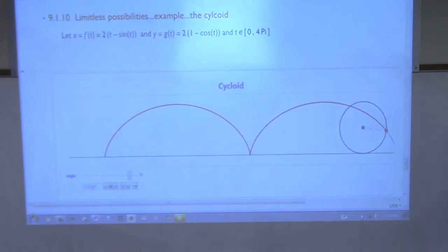Now, how do we draw that cycloid? This particular one is x equals 2 times the quantity t minus sine t, and then the y-coordinate is 2 times the quantity 1 minus cosine t. These are the parametric equations that you would need. There's 2 of them, right? One for x and one for y to draw this cycloid.